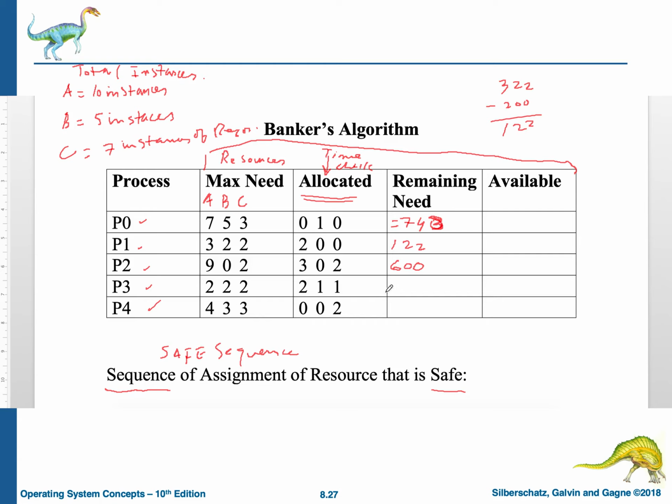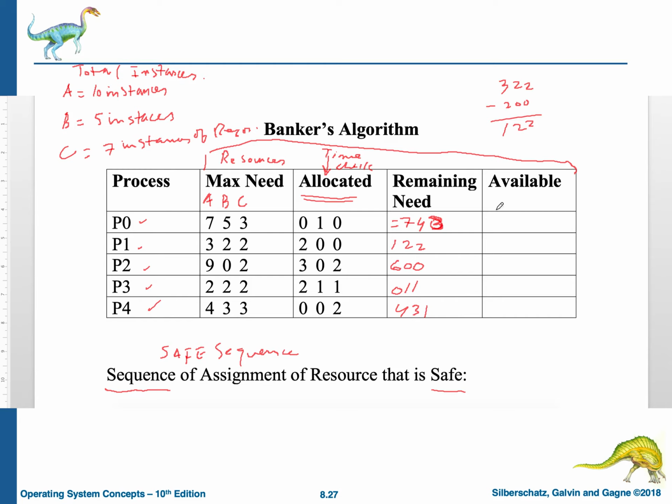Then we see that if P3 needs 222 resources, and 211 are allocated, then we need only 011 more. And for P4, the maximum need is 433, and only 002 is allocated. It means that 431 resources are remaining to complete the task.